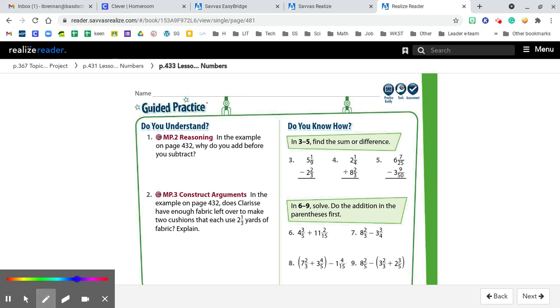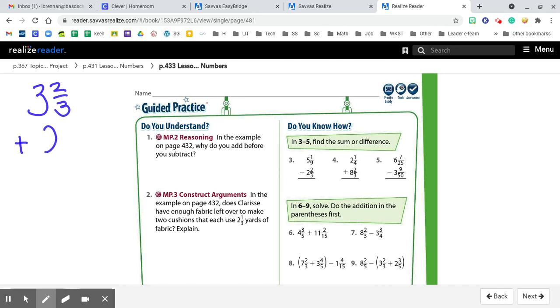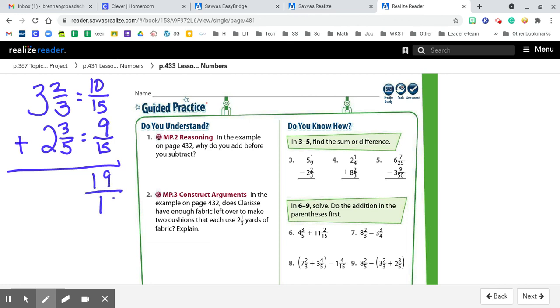Okay, we're going to do for number 9, in the parentheses first, 3 and 2/3 plus 2 and 3/5. Look for a common denominator. I'll multiply 3 and 5 and get 15. 3 times 5 is 15. 2 times 5 is 10. 5 times 3 is 15. 3 times 3 is 9. Add my numerators, bring down my denominators. I've got an improper fraction again, so I'm going to have 1 and 4/15.